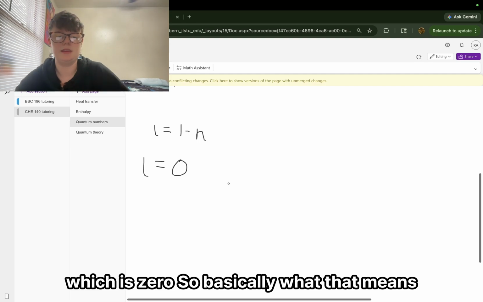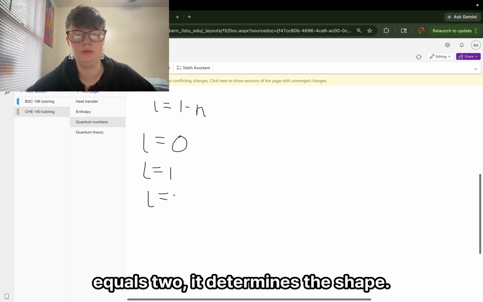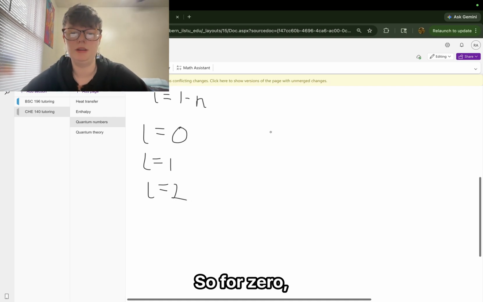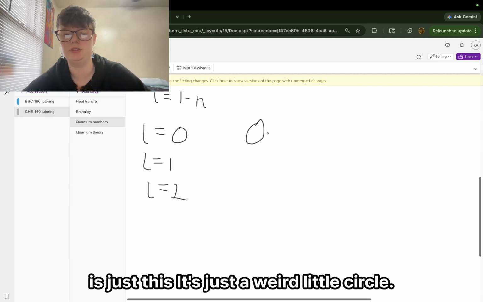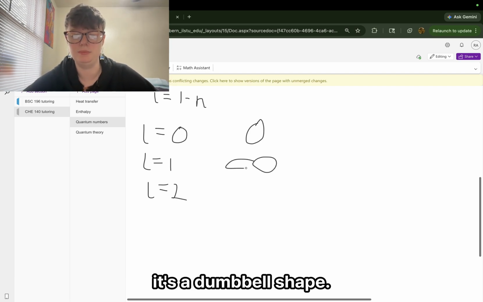If l equals 0, l equals 1, or l equals 2, it determines the shape. For 0, the shape of the orbital is just this, a little circle. If l equals 1, however, it's a dumbbell shape.